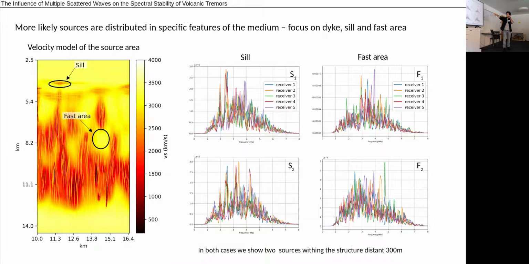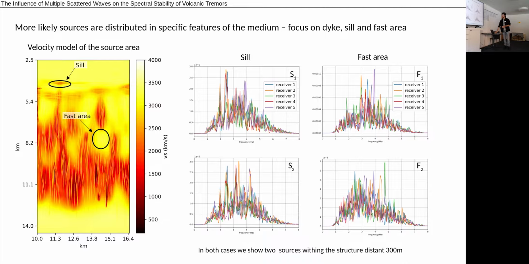So here I'm just showing a comparison between the spectrum retrieved at the 5 receivers for 2 sources. 2 are located in the sill, and 2 others are located in what we call the fast area, which is highlighted there. It's important to notice that at all the receivers we see a lot of peaks. But there is a huge difference between the fast area and the sill. So here we see that there are many peaks, but the peaks are different depending on the observation points of the receiver, which means that most probably those peaks are related to path effects and not to something that is happening at the source.